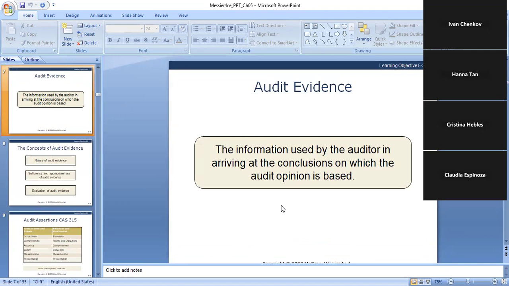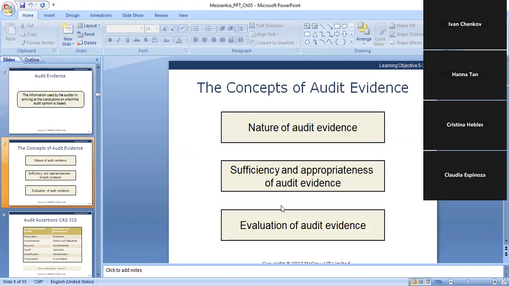Now, let's gather some audit evidence. What's the audit evidence? That's the information which is used by the auditor, which is going to help him arrive at the conclusion on which he can base the audit opinion. So, what will be the whole idea with the evidence? First, we have to find the nature of the audit evidence. How sufficient and appropriate is that evidence? Then we have to evaluate the evidence.